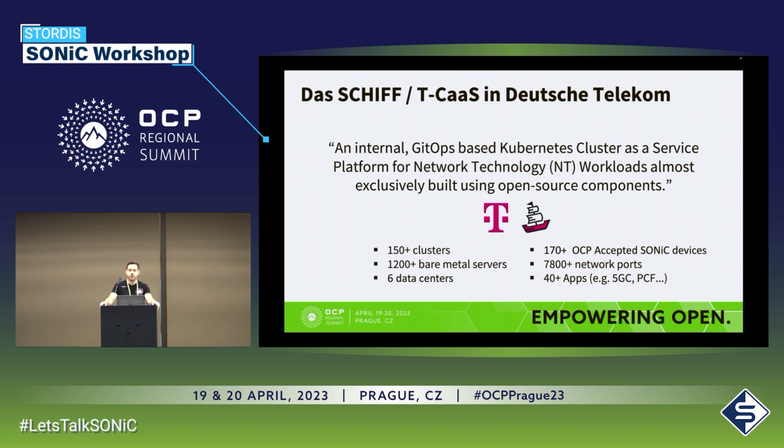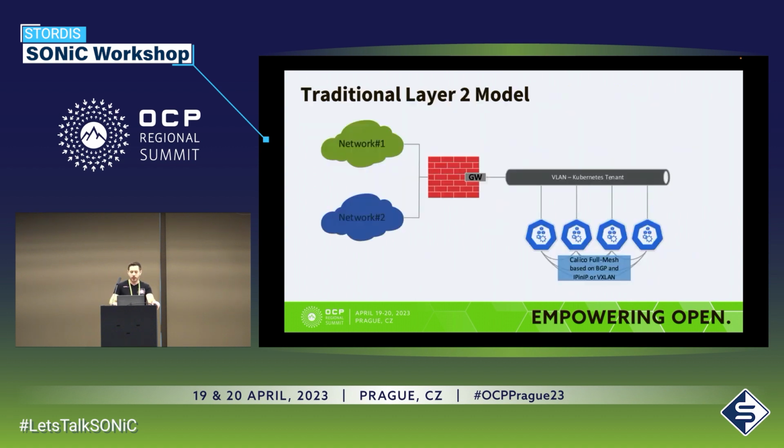Currently, we have more than 150 clusters up and running, which are providing more than 40 apps. And we have more than 170 OCP accepted SONiC switches, which are provided by the vendor EdgeCore, which are running the open operating system from Broadcom. And we are doing that in 6 data centers currently.